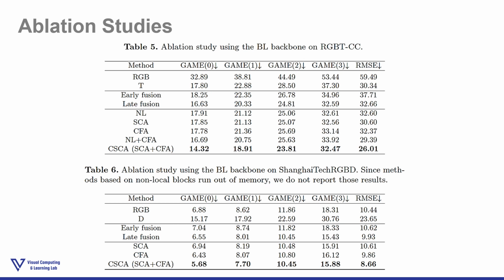From Table 5 and Table 6, we can observe an interesting finding that thermal images are more discriminative than RGB images for the RGB-TCC dataset. However, RGB images are more efficient than depth images on ShanghaiTech RGBD. Interestingly, naive feature fusion strategies such as early fusion and late fusion even damage the original accuracy. Moreover, every component is essential for our CSCA.